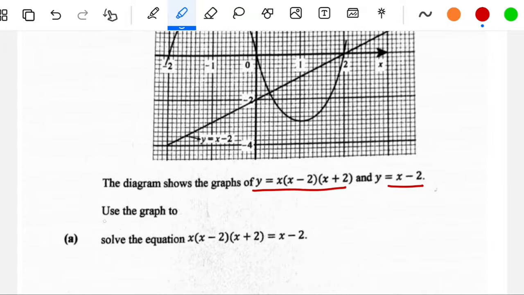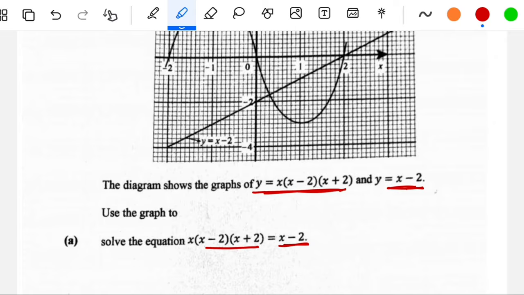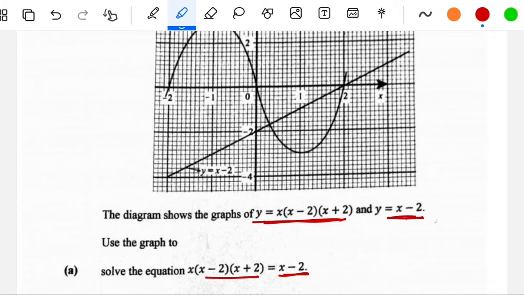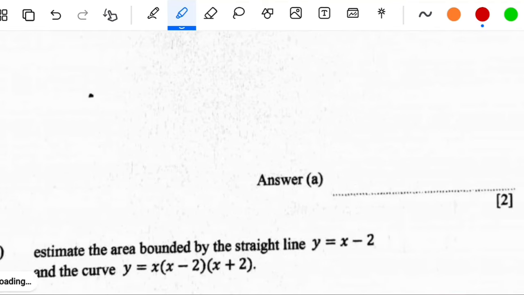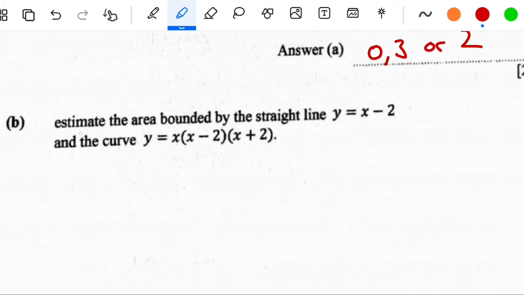Then number 17, the diagram shows the graph of y equals to this one and y equals to this one. Use the graph to solve this equation. So if we are equating equations like this, we are simply looking for a point where those two lines cross each other. So these lines cross each other here. This one is what? 0.3, then here, which is 2. So my answers here are 0.3 or 2.